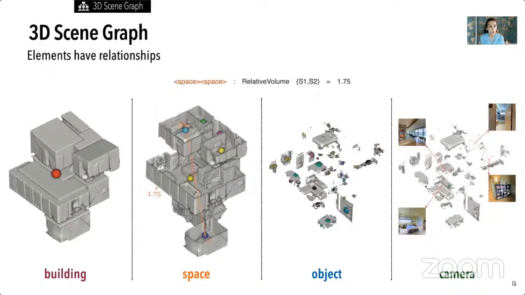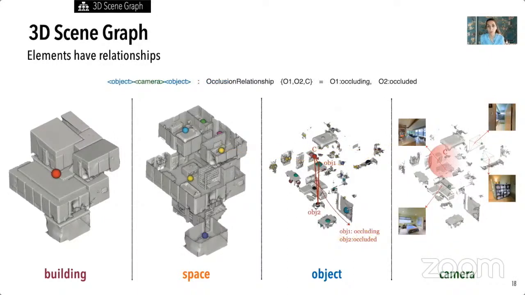But it wouldn't be a graph if there weren't any relationships, any edges between these nodes. And these edges can happen between nodes in the same layer, for example, querying what is the relative volume of two spaces. Or they can happen across different layers, for example, if two objects belong to the same parent space, or if an object is including another object given a very specific camera location.